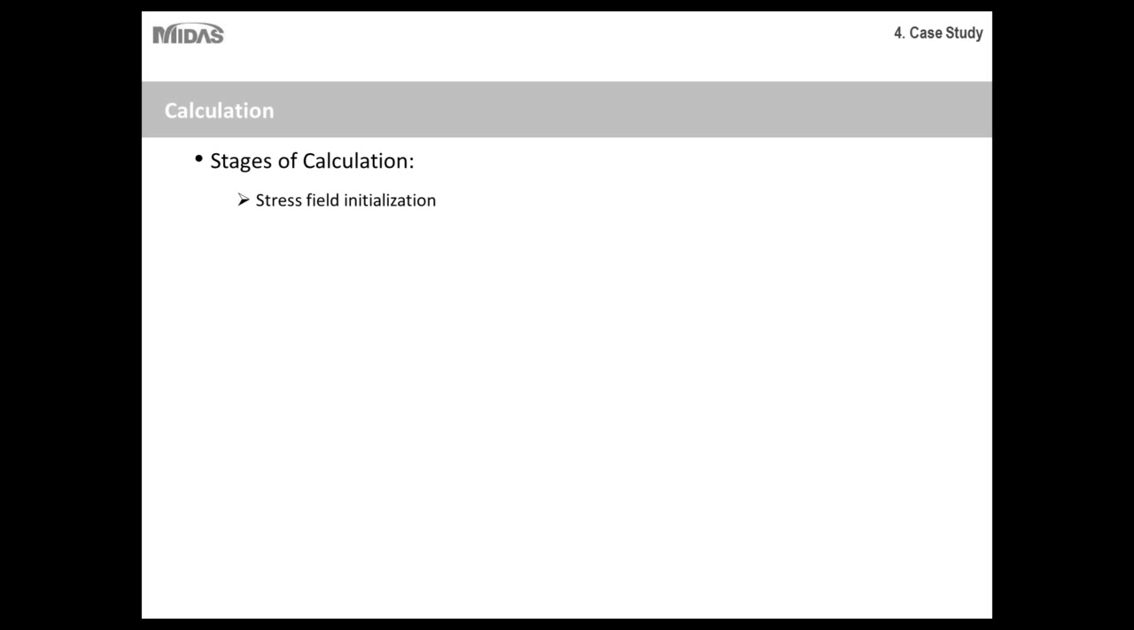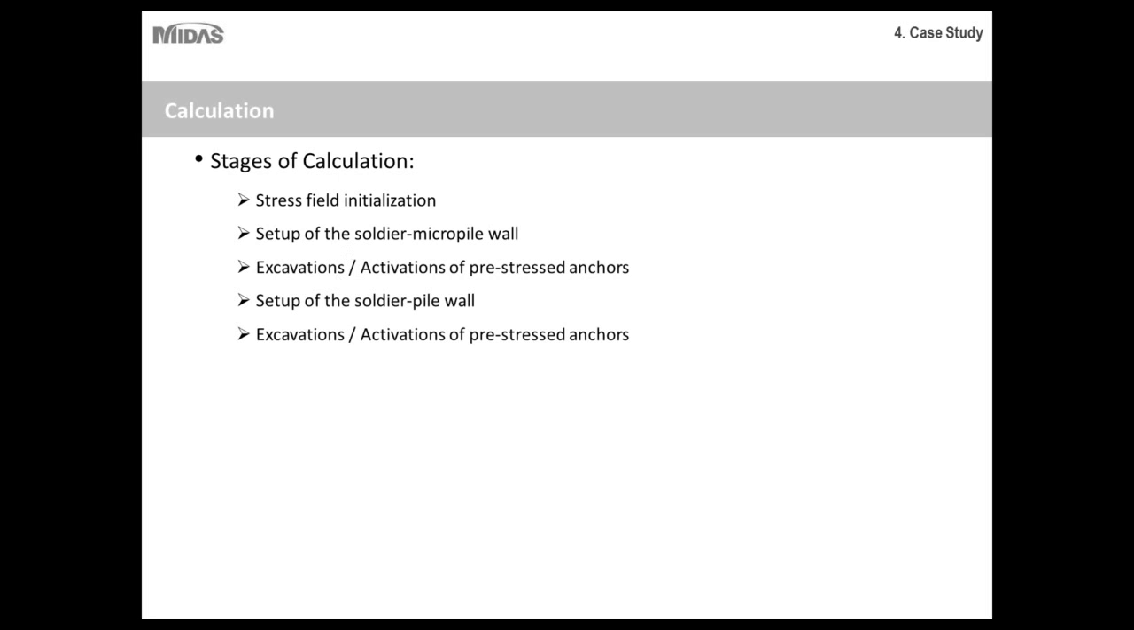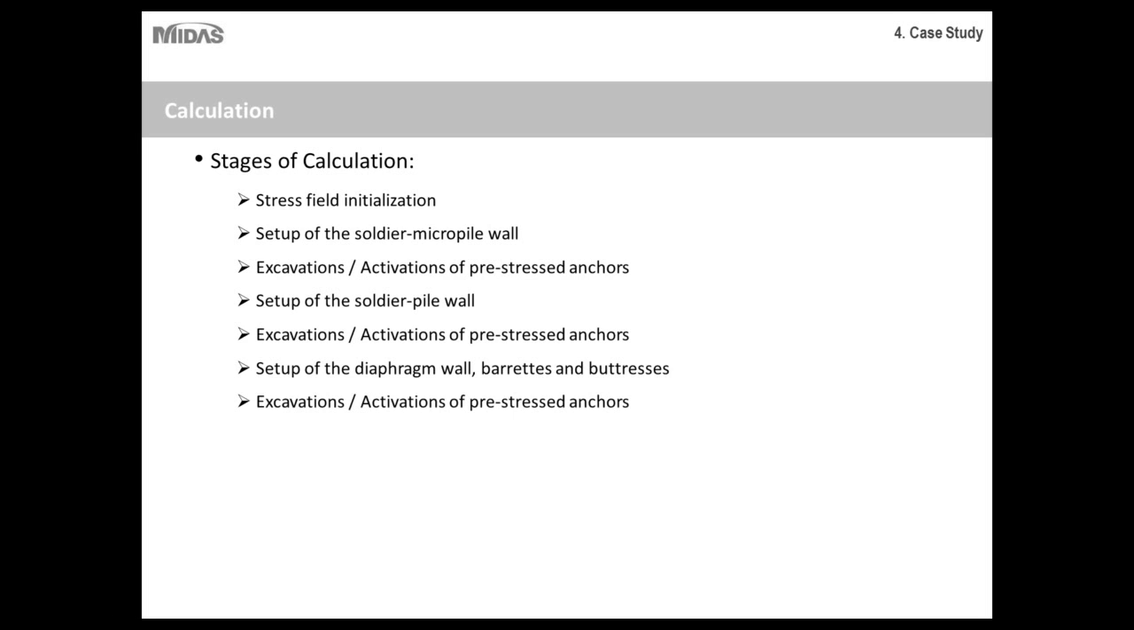And then the construction was carried out in different stages. The first stage was the stress field initialization, which is the stable soil strata with no excavation happening just yet. Then we set up the soldier micropile wall. Then we did the excavation and activated the pre-stressed anchors. Then we set up the soldier pile wall, and then we did the excavation and activated the pre-stressed anchors. Then we set up the diaphragm walls, barrettes and buttress. Then excavated and activated the pre-stressed anchors.